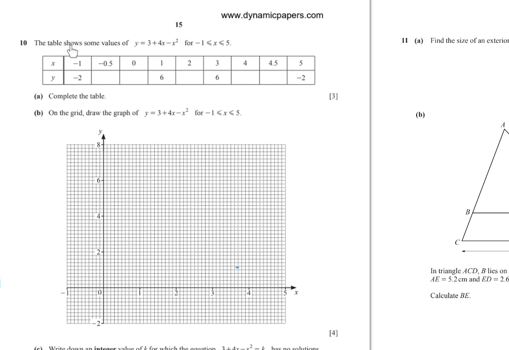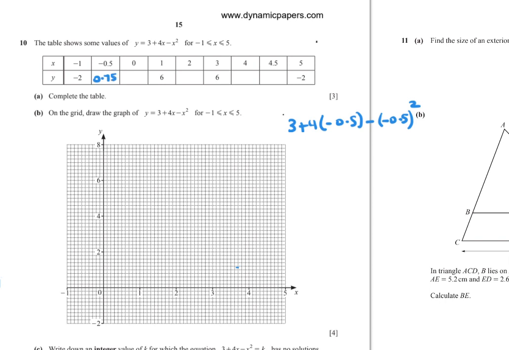Number 10, the table shows some values of y equal 3 plus 4x minus x squared for x more than or equal -1 less than or equal 5. Complete the table. To complete the table, just substitute by x equal -0.5, 0, 2, 4 in the equation of the curve. So for example, -0.5 to find the value for y. In your calculator, write 3 plus 4 times -0.5 minus the -0.5 all squared equals 0.75.